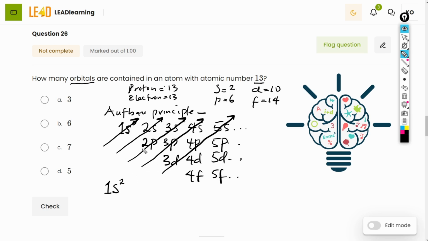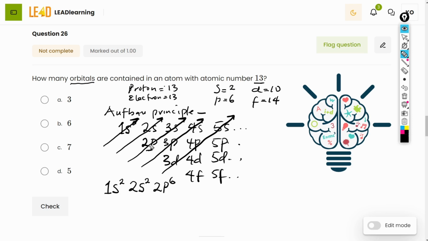The next orbital is the 2s orbital. Again, s will take a maximum of 2 electrons. That's 4 electrons out now. We're now left with 9 electrons. The next orbital is the 2p orbital. And the 2p orbital or the p orbital will take a maximum of 6 electrons. This gives us a total of 10 electrons. We still have 3 electrons to go.